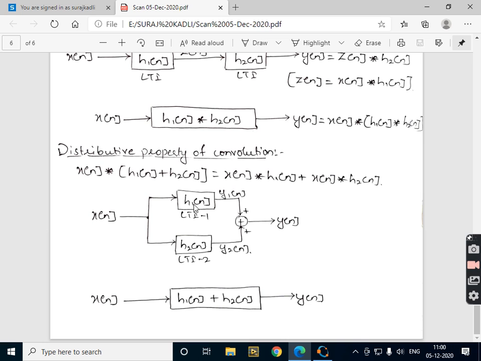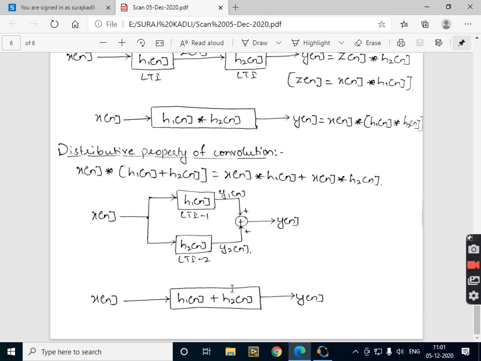If both these linear time invariant systems share the common input, then the output of the first linear time invariant system will be the convolution between the input and its impulse response, that is x of n convolved with h1, and the output of the second linear time invariant system will be the convolution between the input and the second impulse response, and the total sum of this system will be x of n convolved with h1 plus x of n convolved with h2, which is the right hand side of this distributive property.